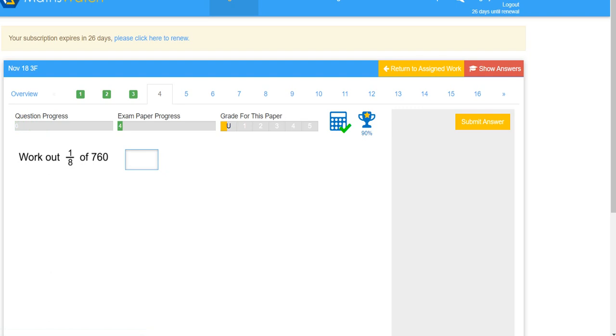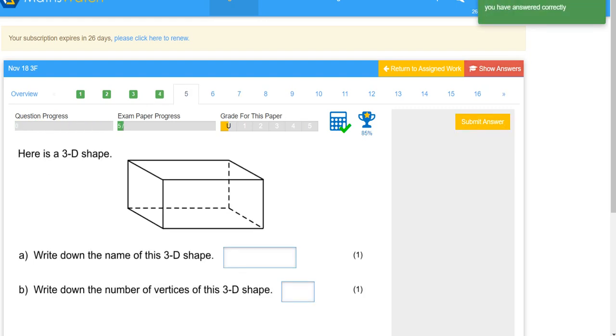Find 1/8 of 760. Well, again, in your calculator, just do that. You do 1/8 using your brackets times 760. So fraction bar, 1/8 times 760, and my answer is 95. There we go. We're picking up the marks very quickly as we go through.